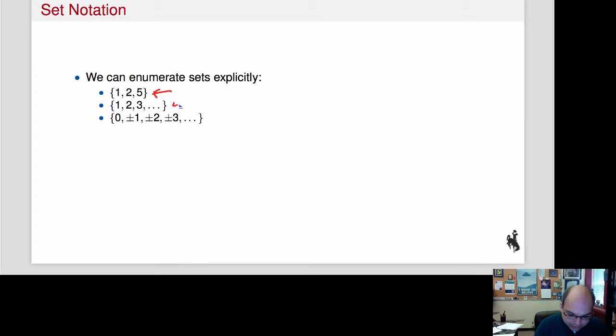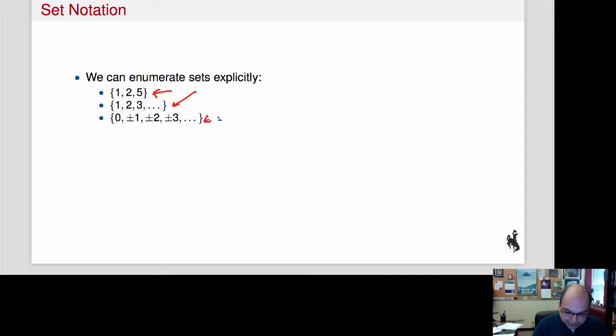Here's another set. We're listing the elements, but we're leaving a little bit to the imagination. We're saying it's 1, 2, 3, dot, dot, dot. We're kind of expecting the reader to understand that the dot, dot, dot means that 4 is an element of the set, so is 5, and 6, and 7, and so on, okay?